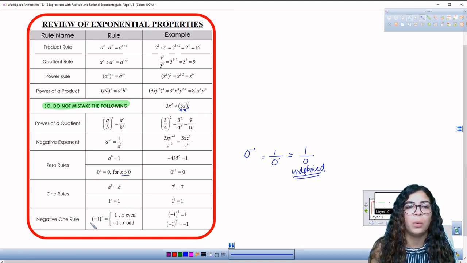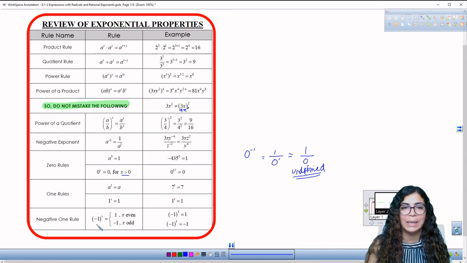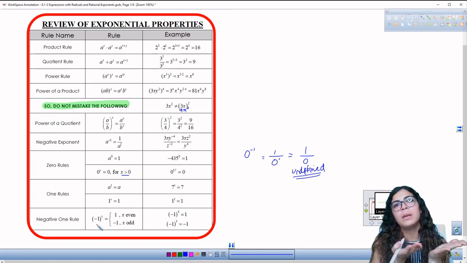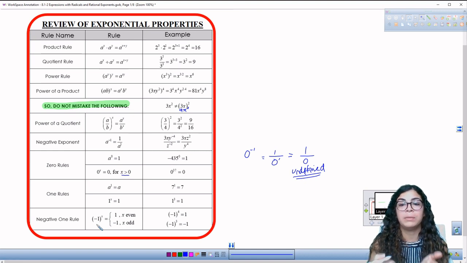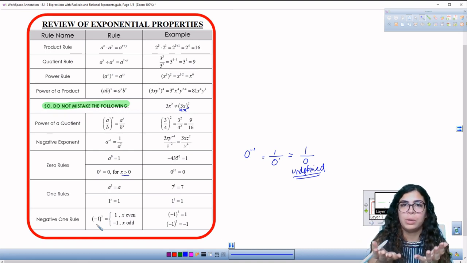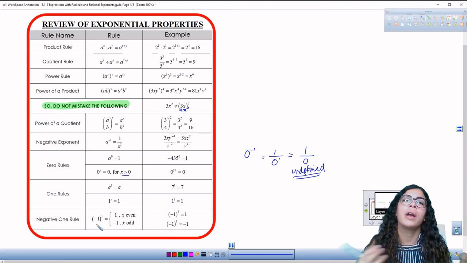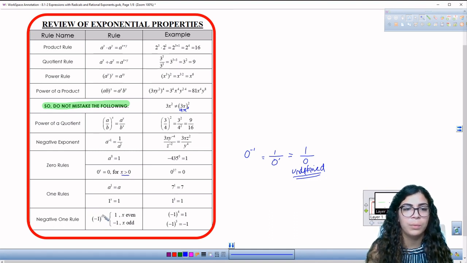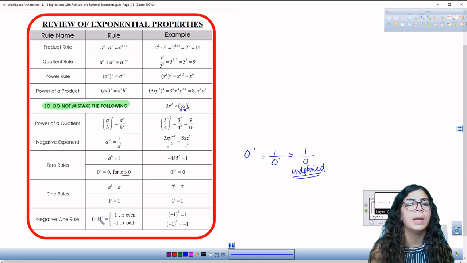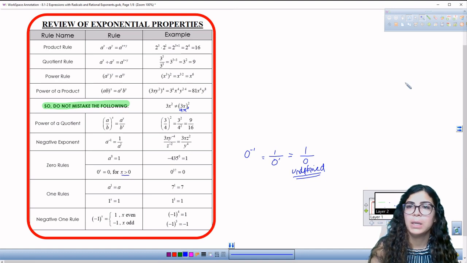And then the negative 1 rule, I included this one as well. If you have a negative and it's raised to some power, right, then you're multiplying that amount of copies. So if you have an even number of copies, then that'll end up being a positive number because you have an even amount of negatives. Negative times a negative is a positive. So when you have an even amount of negatives multiplied together, that'll end up being a positive, versus when you have an odd number of negatives, you're going to end up with a negative. And that's all this says. So negative 1 raised to an even power will give you positive 1, and negative 1 raised to an odd power will give you negative 1.